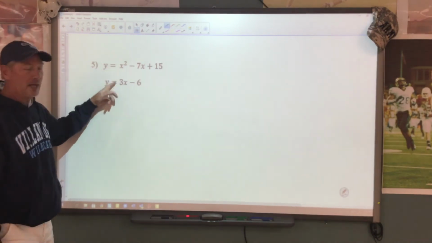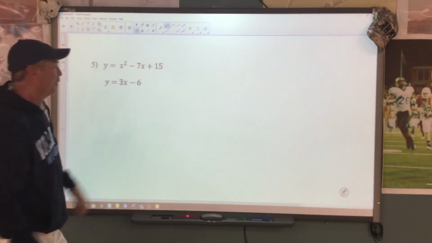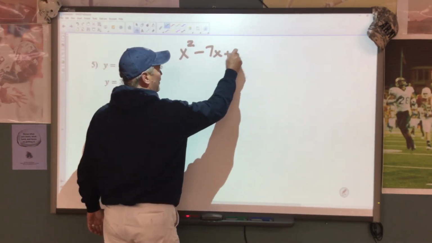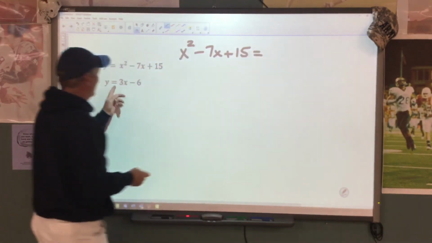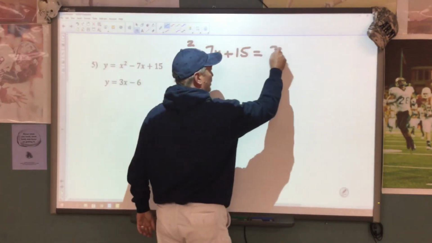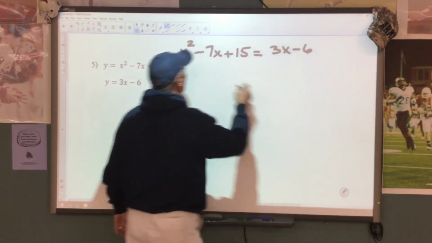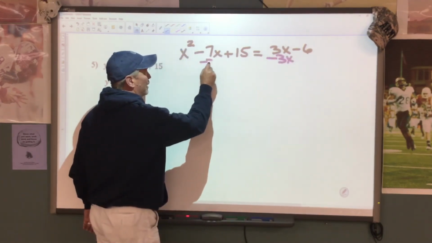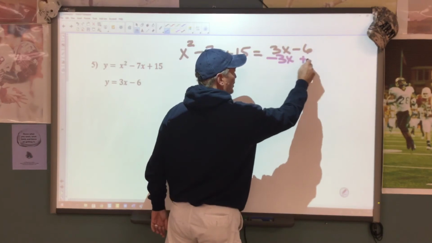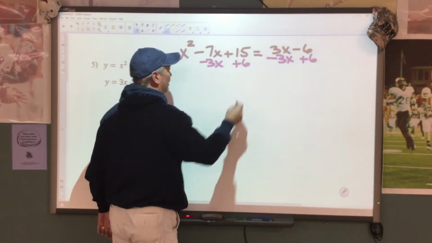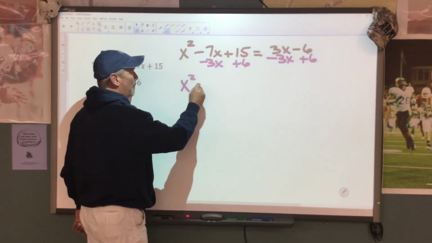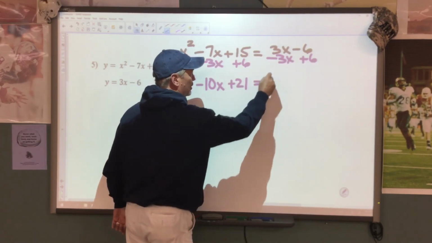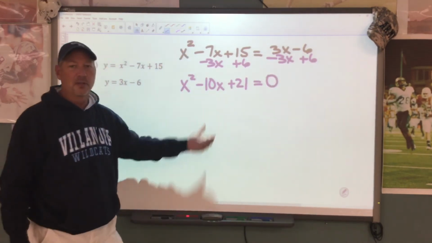Again, y equals, so we can set these equal to each other. So we're going to say that x squared minus 7x plus 15 equals 3x minus 6. We're going to move the 3x by going minus 3x, minus 3x. We're going to move the 6. We're going to say plus 6, plus 6. We're going to get x squared minus 10x plus 21 equals 0. Now we have the simple factoring.